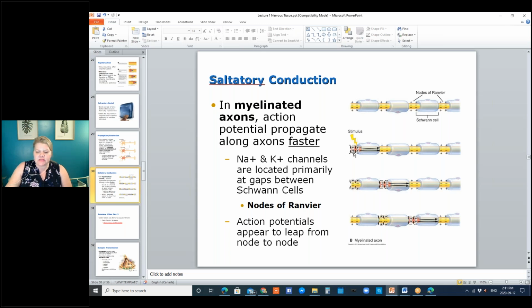So you get a stimulus at one end and you have that depolarization, repolarization, and it's propagating all along the axon, except it leapfrogs from node to node. And that's why you get a much faster propagation. This is called or termed saltatory conduction.